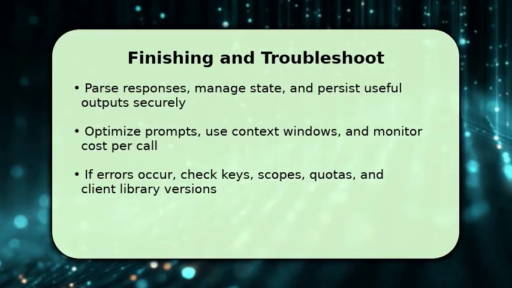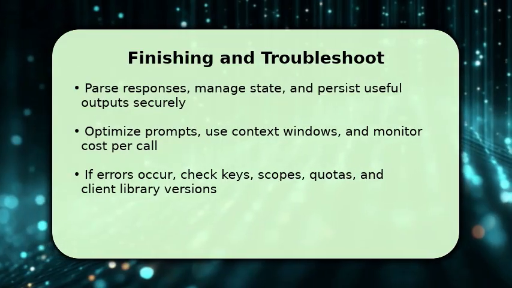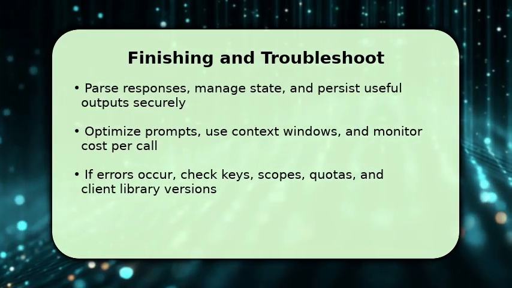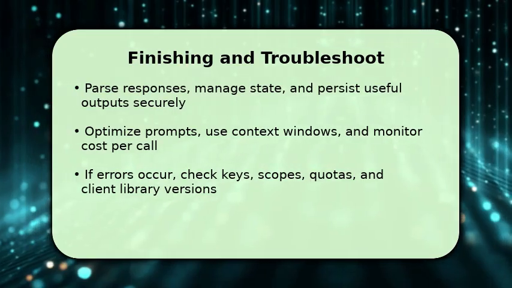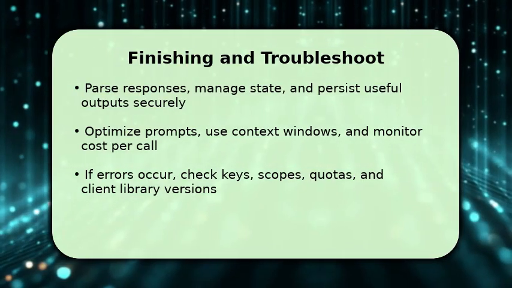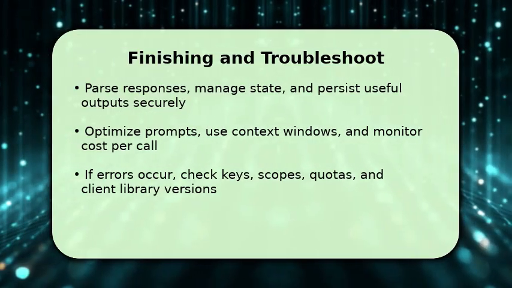Once deployed, optimize prompts for shorter outputs and adjust context windows to control costs. If things go wrong, first verify the service account key and IAM scopes, then confirm quota and billing status, and finally upgrade or pin client library versions. These steps fix most issues.